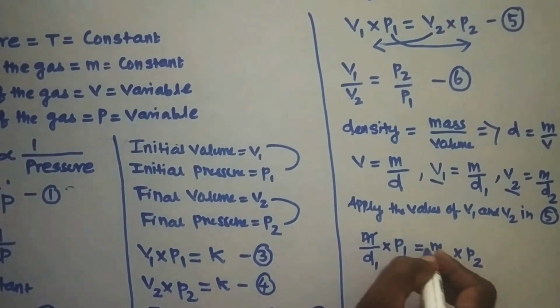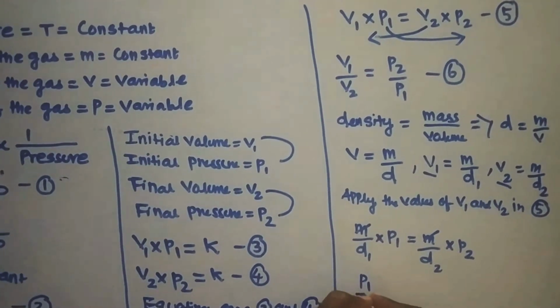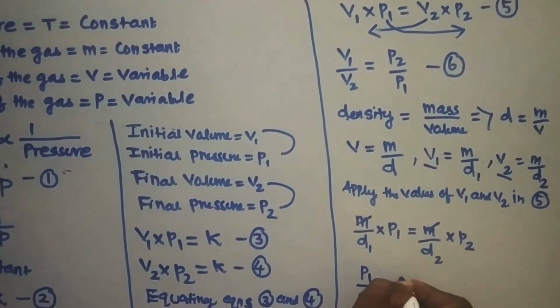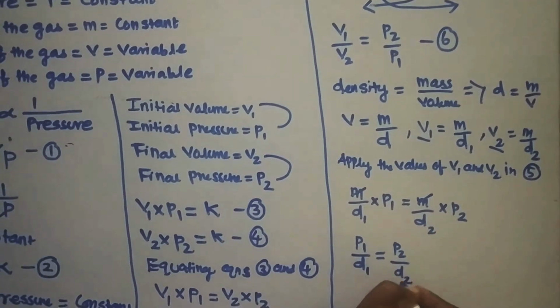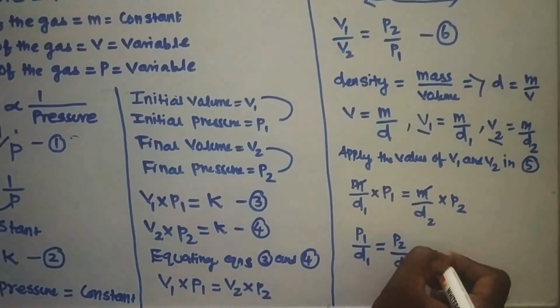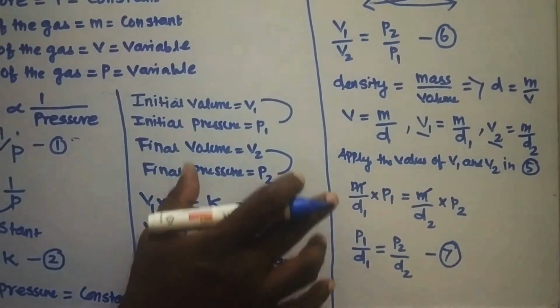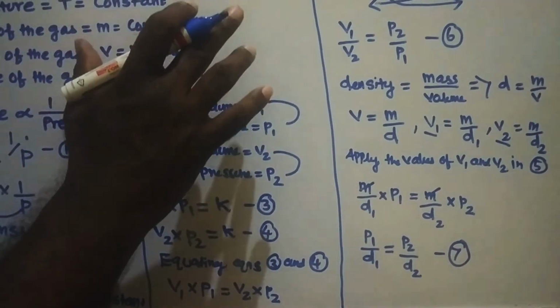So there is m, and both cancel each other. Then P1 divided by d1 is equal to P2 divided by d2. So this is equation number 7. These are the various mathematical forms of Boyle's law.